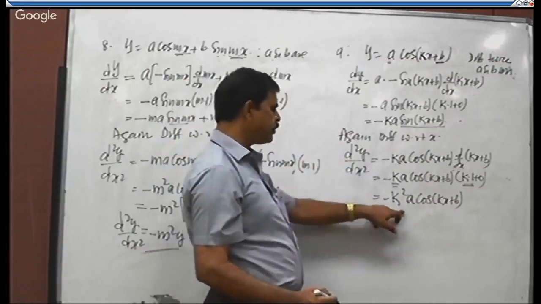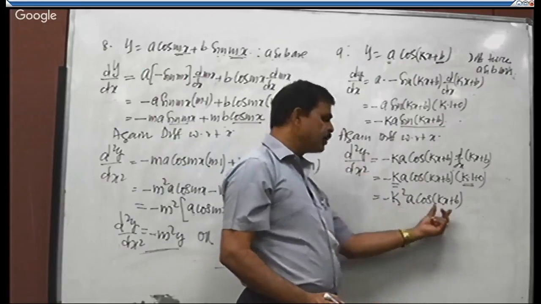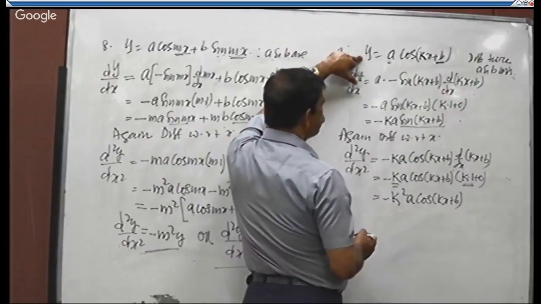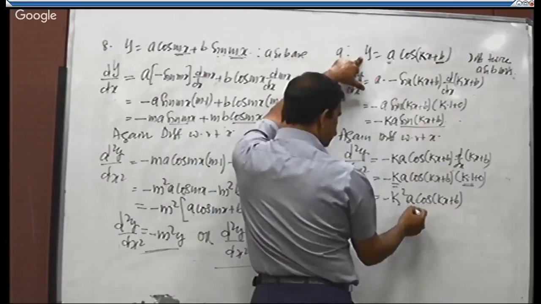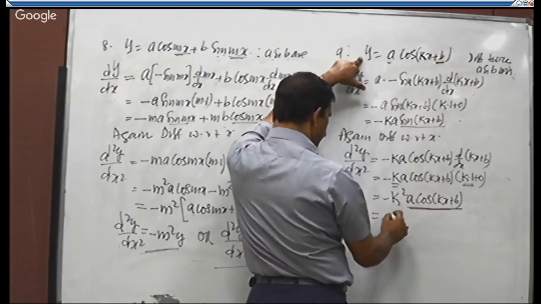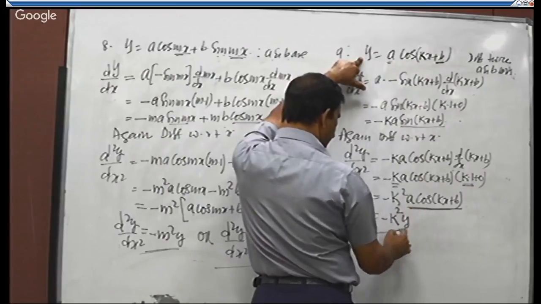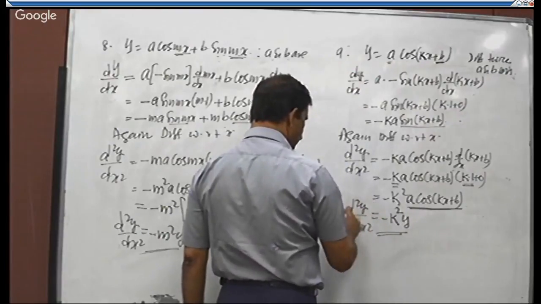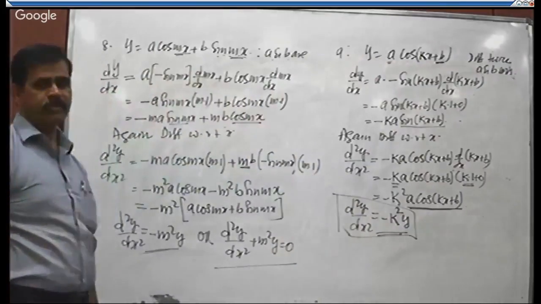Differentiated twice. This is the second order differentiation. Still constants are there. Then how to replace them? You see the question. What is the question? y is equal to a cos of kx plus b. Here also is a cos of kx plus b. Just replace it by y. So minus k into k square into y, that is, minus k cubed y. See, the constants are eliminated automatically. This is known as formation of a differential equation, right?